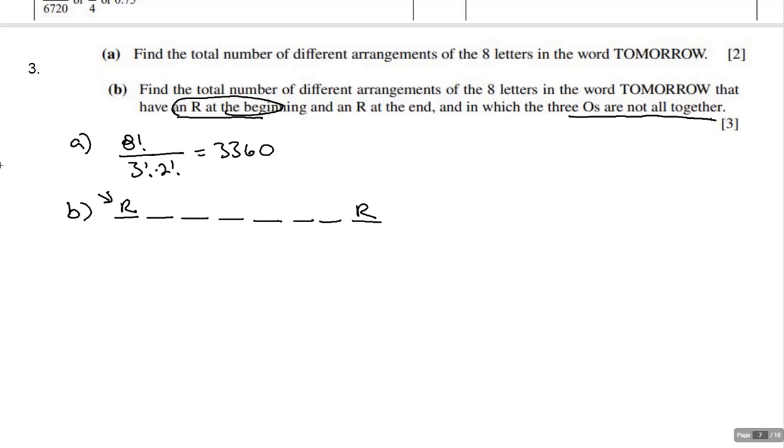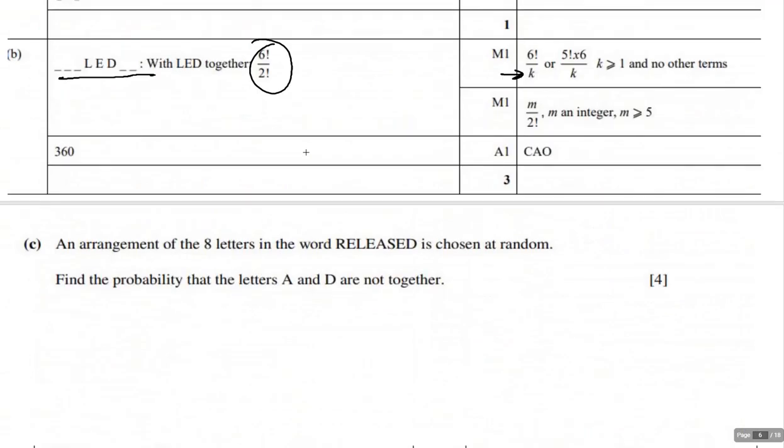Now, again, take a look at the difference here. Here it says all three O's are not together. All three of the three O's are not all together. I guess that's the key word. If you go back to the other question, it says find the probability that A and D are not together. Now, there's only two letters in this case. So if they're not together, that means they have to be separated.